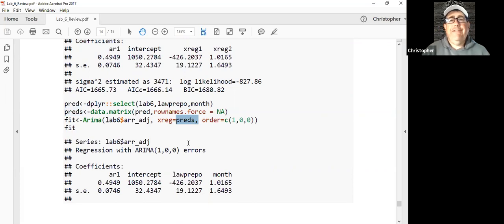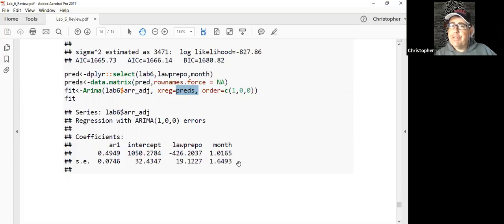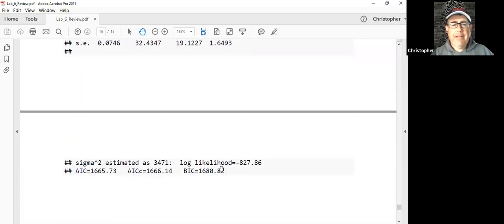Some of these packages are really fussy about the form that they get stuff in, but here we're predicting adjusted from this list of predictors called PREDS, and we get the same results. But what I like about this is that it labels them as law, prepo, and month, so we don't have any confusion over what variables we're talking about.